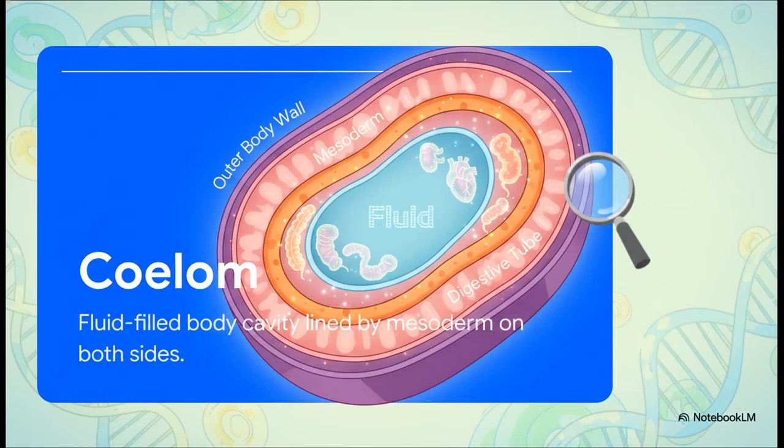Now, understanding the coelom is an absolute milestone in biology. Seriously, pay close attention to this one. The coelom is a fluid-filled body cavity located right between your outer body wall and your inner digestive tube. But here is the critical rule. To be a true coelom, this cavity has to be completely lined by that mesoderm on both sides. It's this beautifully secure space where your major internal organs can safely reside.